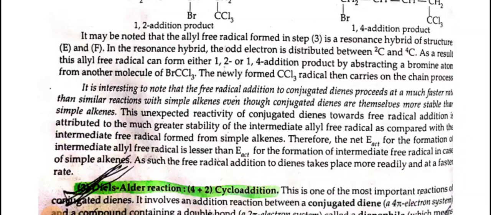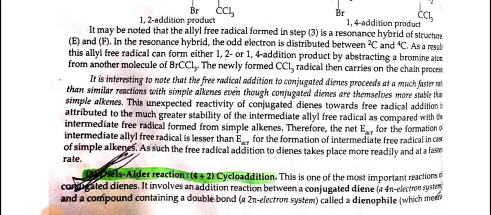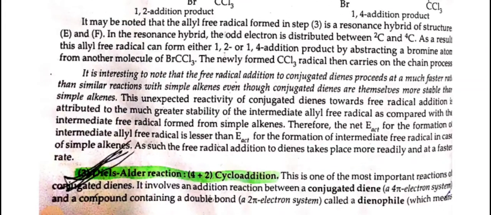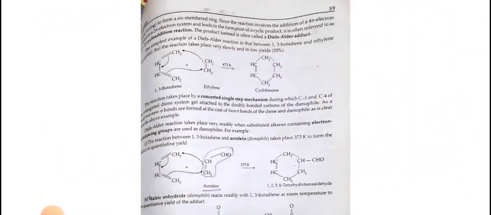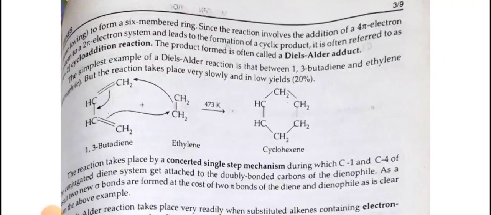Third, Diels-Alder reaction, a 4 plus 2 cycloaddition. This is one of the most important reactions of conjugated dienes. It involves an addition reaction between a conjugated diene and a compound containing a double bond called a dienophile, which means diene loving, to form a 6-membered ring.